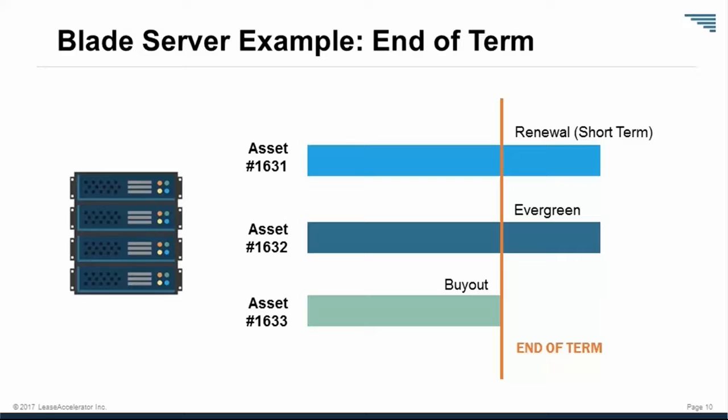In this example, server number 1631 goes into a contractual quarterly renewal at end of term. Server 1632 goes into monthly evergreen payment as no decision has been made to return, renew, or buy out that asset. And server 1633, there's a buyout at the end of term. So it sounds pretty simple until you get into some of the details.